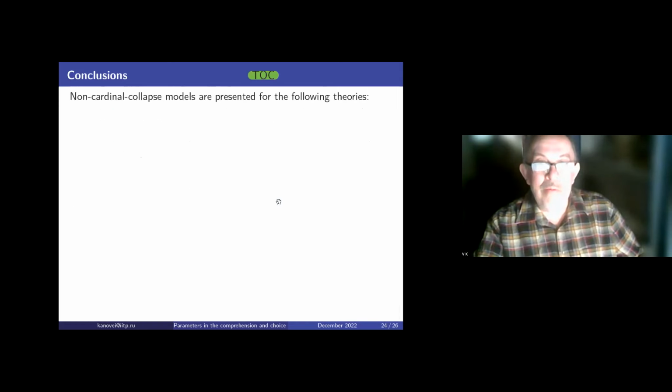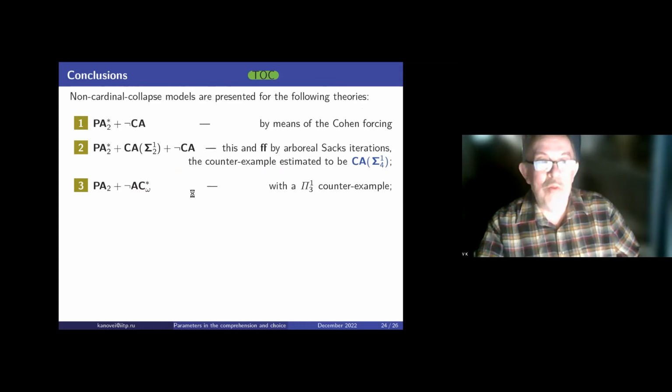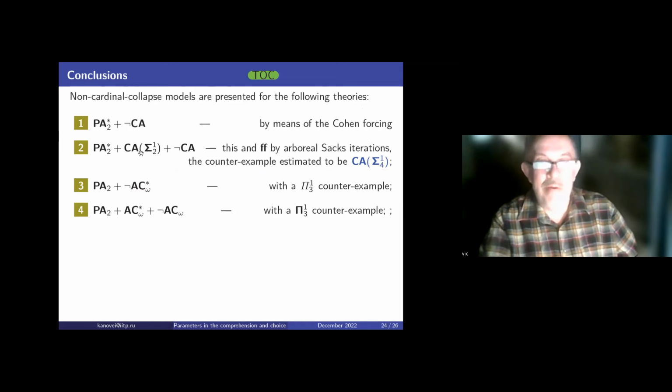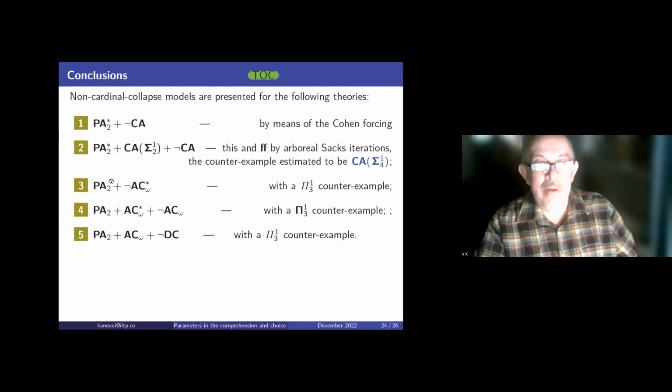Well, to the conclusion. Four models are presented. One in which comprehension fails by means of a coefficient. The other one, just that one which I considered in more detail. And three models I briefly considered in the end.